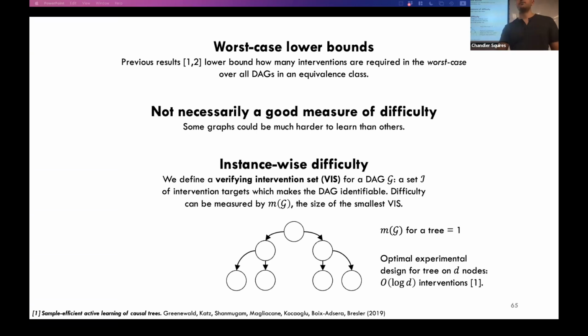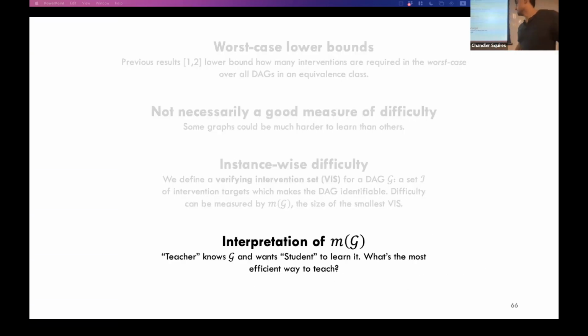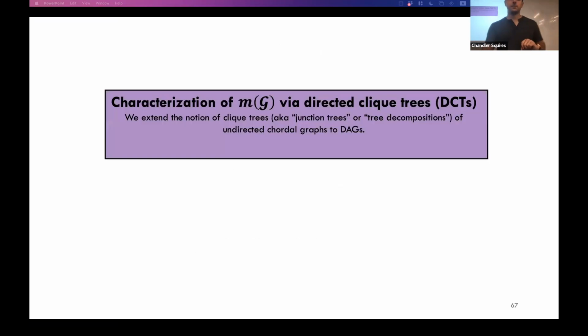So there's this gap between if you were a teacher who knows G and you were teaching a student, saying, hey, intervene on the root node of this tree. That's only going to take one intervention, versus if you're going it on your own and you're not getting any instruction, you're just trying to learn it for yourself. So there's this log difference there.